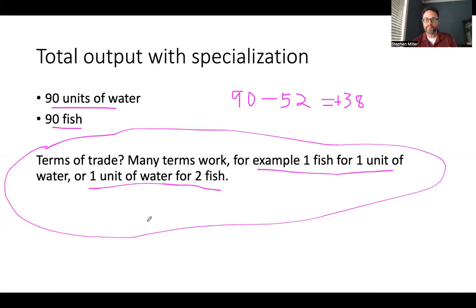That's a pretty extreme term of trade, right? You're saying 1 liter of water is worth 2 fish? Well, if that's what works for them, because maybe that allows the jock to have more fish, right? Maybe he needs to eat more because he's bigger and he's the one traveling so much back and forth across the island. Whatever, right? The point is they can come to a negotiation that works.